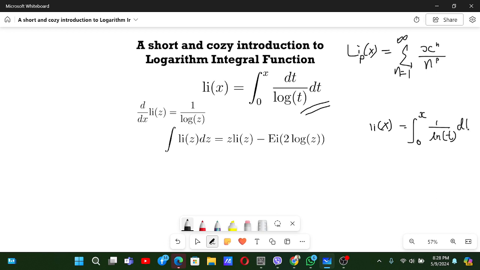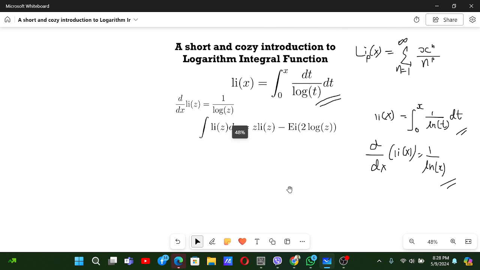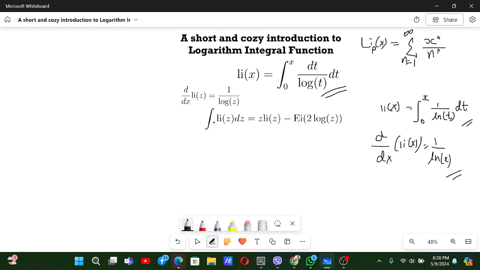So this is the definition, and from the definition itself we can see that if we differentiate, let's say, the Li of x, the integral's upper limit x will differentiate to just 1 by ln of x, and the integral at 0 is a constant, so that will be 0, so this will just be the answer, as I have written here. Now for the integral value, we shall need to do some work.